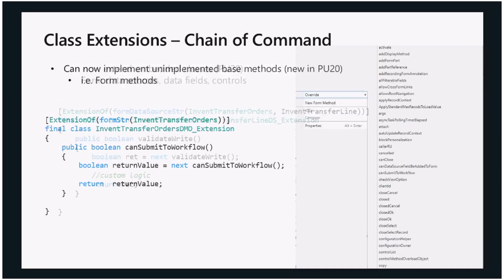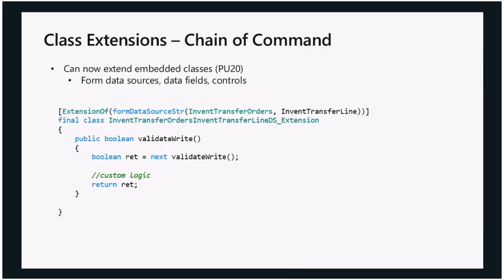Another major change in PU20 is the ability to implement extension classes and chain of command on embedded classes. This means it is now possible to write extension code on data sources, data fields, and controls, which are all represented as embedded classes on a form class or in a form class. So here's an example of customizing the validateWrite method on a specific form data source. Now, this was not possible before PU20.